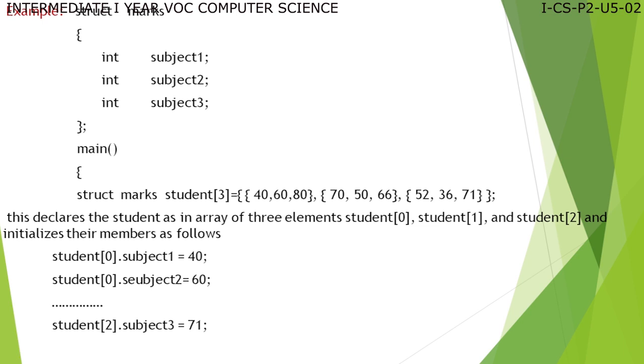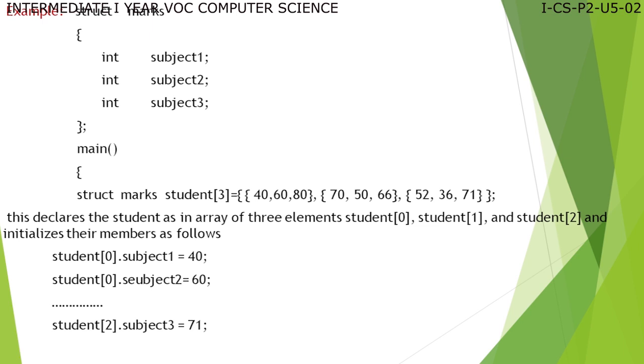So the array will be initialized with the values 0, 1, 2. It starts with the value 0. If you are giving 3, it starts with 0, 1, 2. If you are providing an array of student 4, then it starts with 0, 1, 2, 3. Like this, it will be initialized.